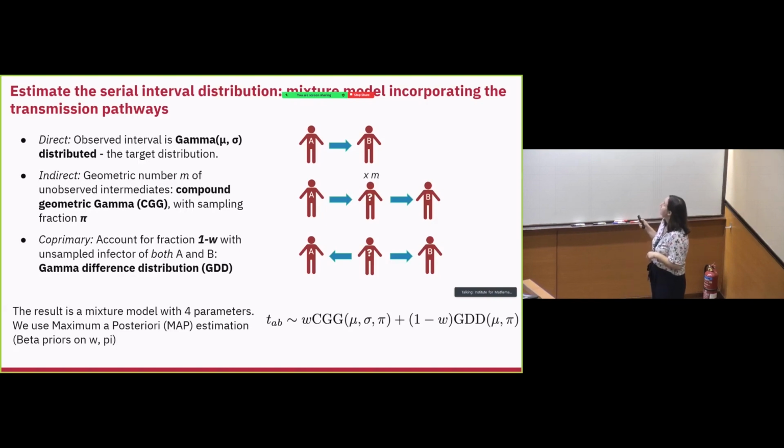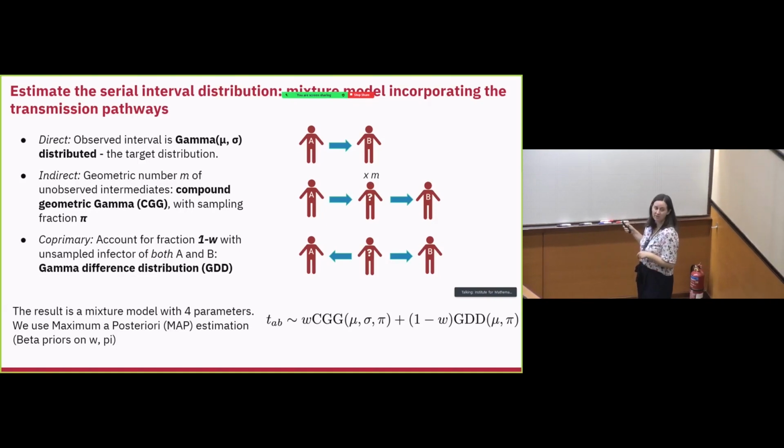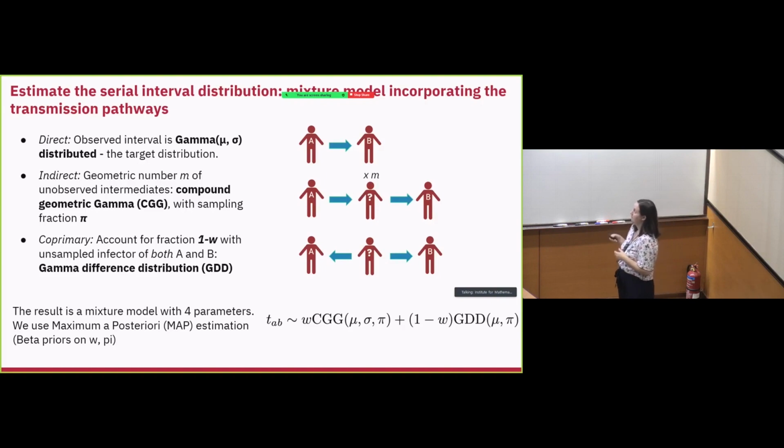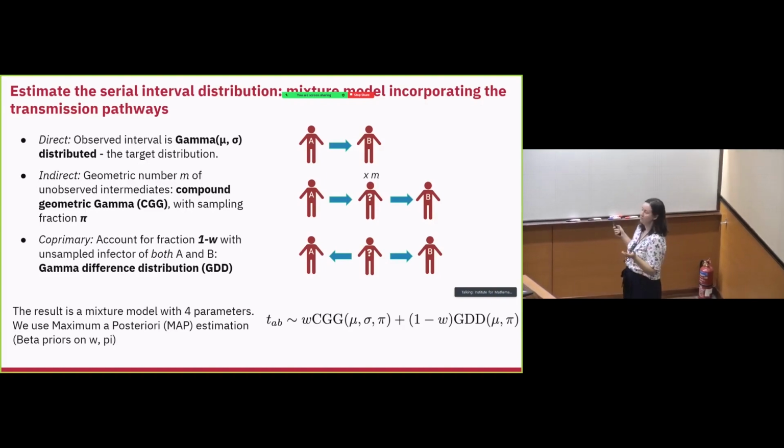Then what we observe between A and B is actually M plus 1 serial intervals. So if there was one missing person in here, then what I've seen is 2 serial intervals, and so on. If there were 2 missing people, I've seen 3 serial intervals. And it turns out we can model this nicely with a compound geometric gamma distribution. So this is a geometrically distributed number of gammas added together.